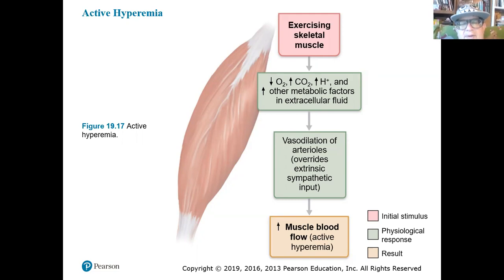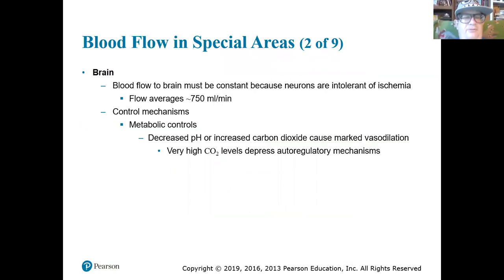What is going to happen as a response under this local control? Vasodilation of the arterioles overrides the sympathetic. That means you have blood rushing in. So yay, just what we were talking about. Okay, blood flow in special areas.